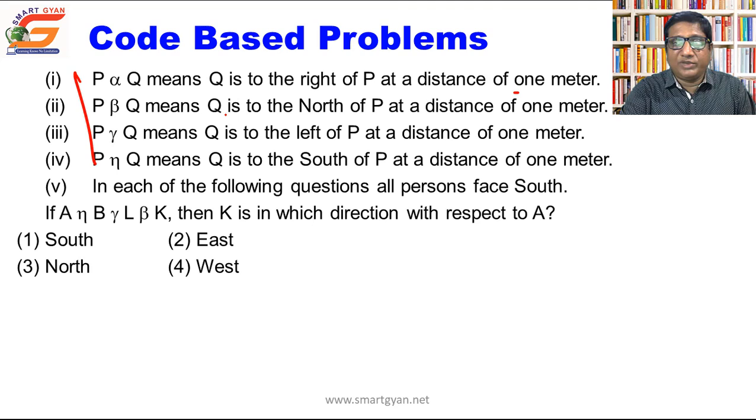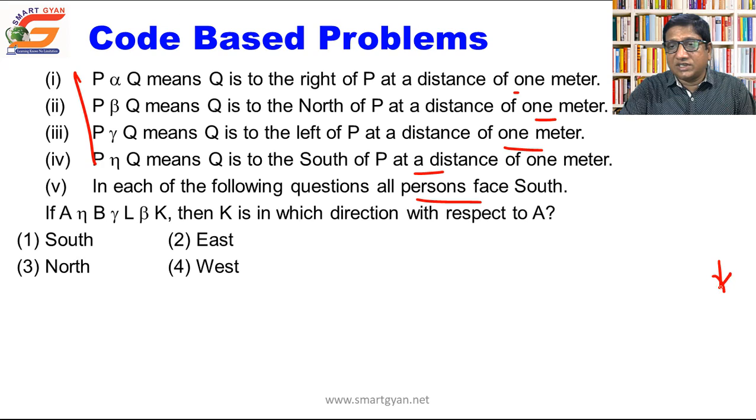Then P beta q means q is to the north of P, distance of 1 meter. P gamma q means q is to the left of P, distance of 1 meter. Then P eta q means q is to the south of P at distance of 1 meter. In each of the following questions, all persons face south.